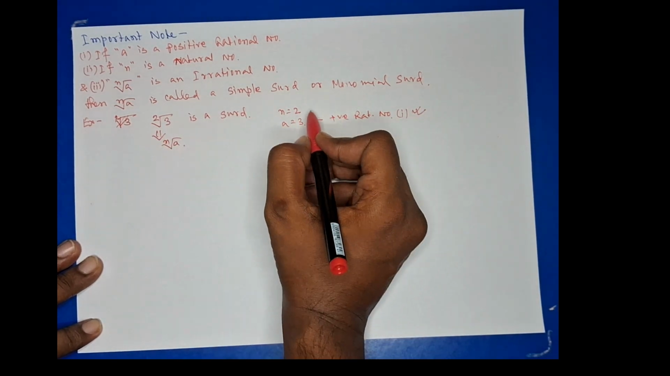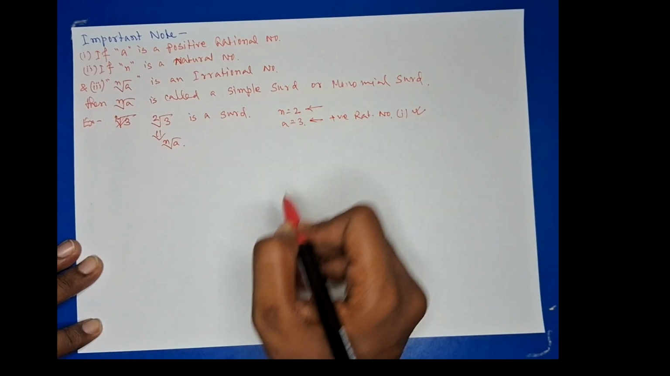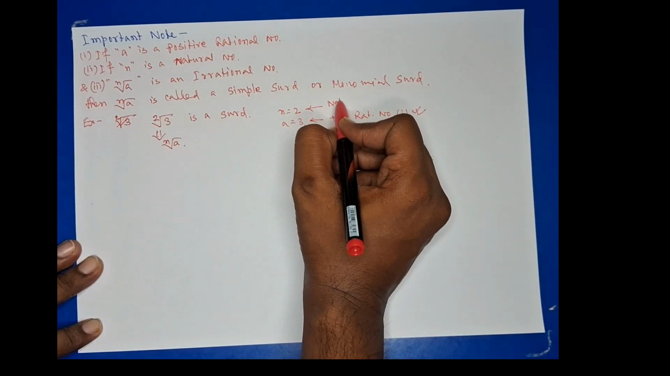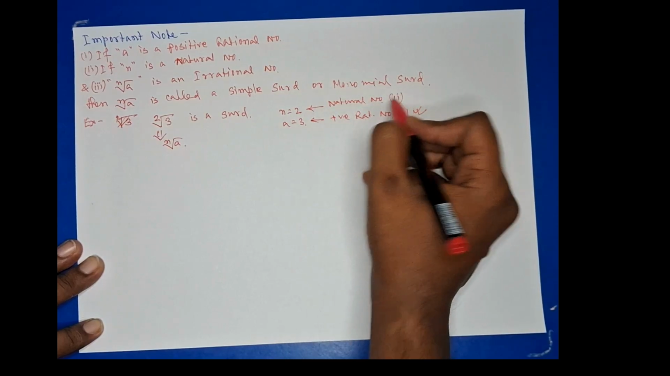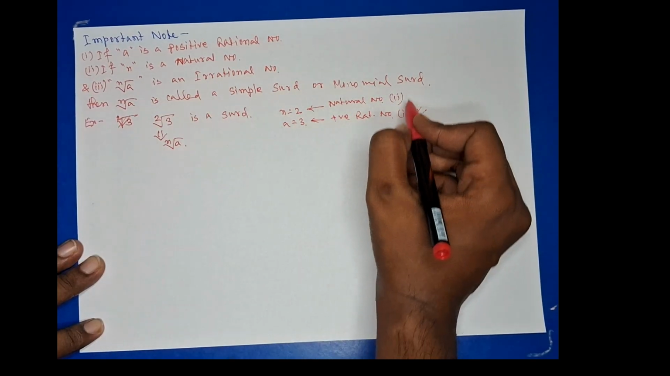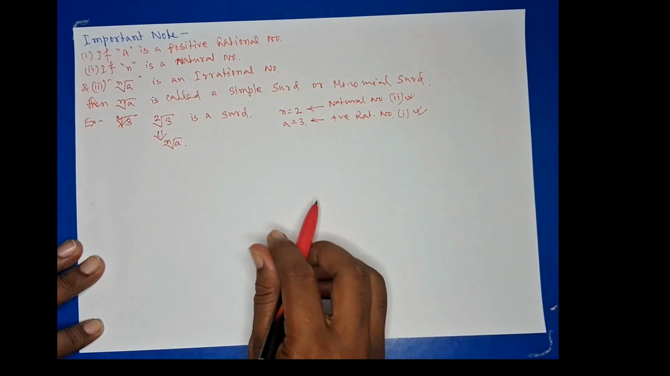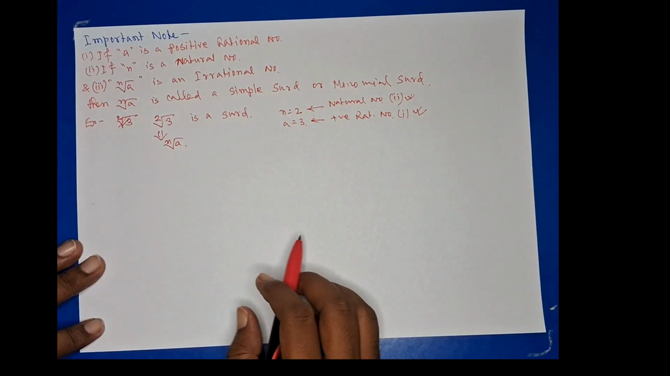Now n has to be a natural number. n is equal to 2. This is a natural number, so this satisfies condition number 2 also. Okay, let us see whether it satisfies condition number 3.